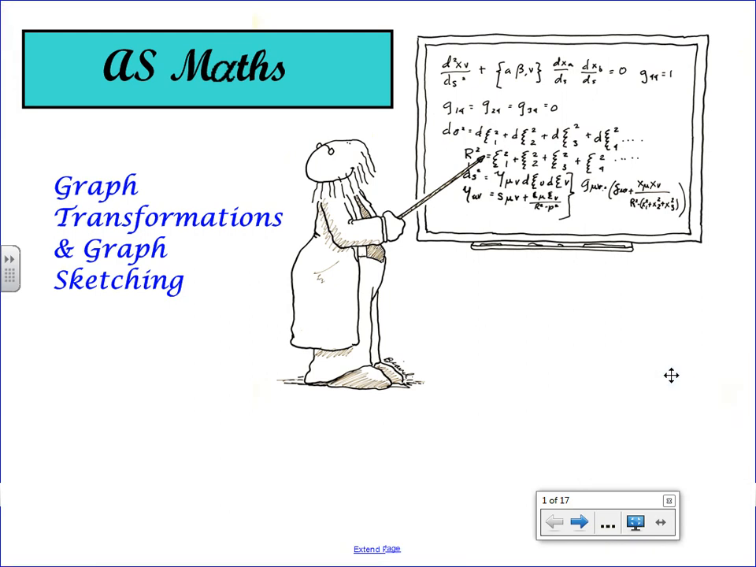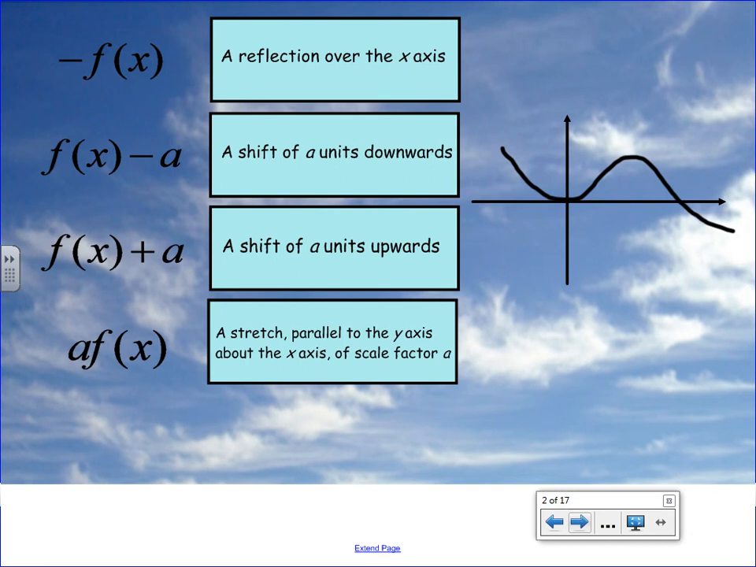So graph sketching is actually a GCSE topic, but it doesn't come up that often in GCSE, so we're going to go over it and highlight all the key features just so that everybody knows. These are all what I would describe as outside transformations, because we've got f of x, the original graph, and the transformation is happening outside of that f of x, okay? So, we've got the first one, sticking a minus out the front.